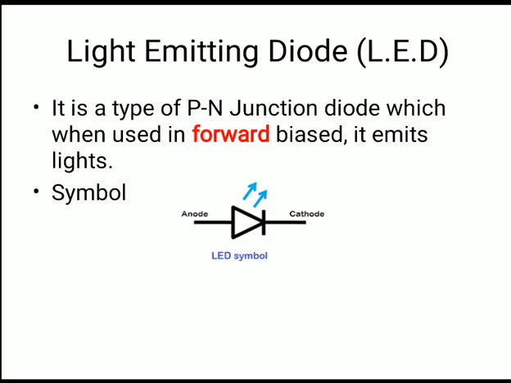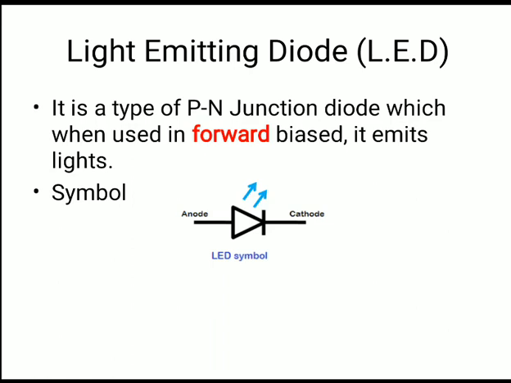Next one is the light emitting diode. Just like the Zener diode, it is also one type of diode. You have seen this type of diode for decoration purposes, the small lights in decorations. It is a light emitting diode. It is a type of PN junction diode which emits light when it is used in forward bias. It is the same as a PN junction diode, the only difference being that some special material is used to make this type of diode.